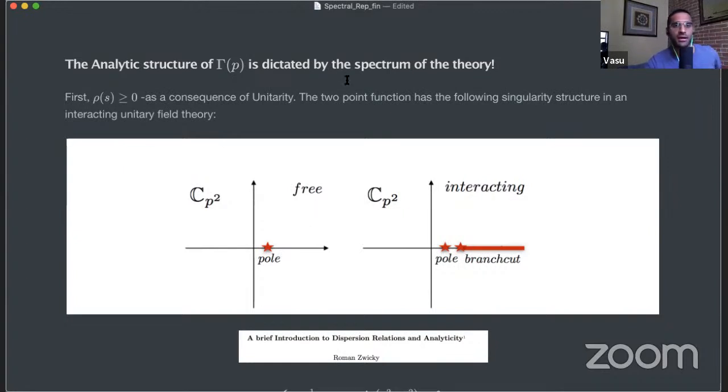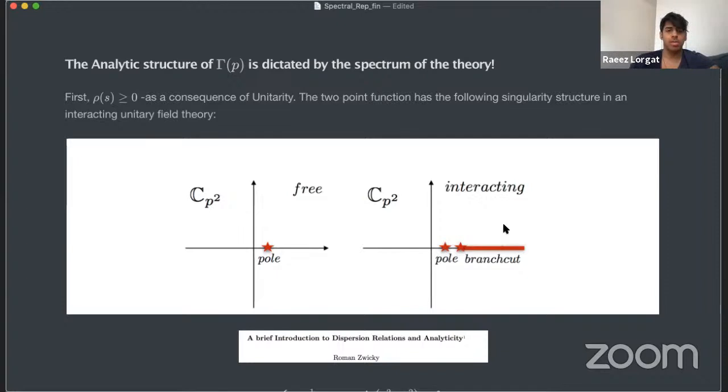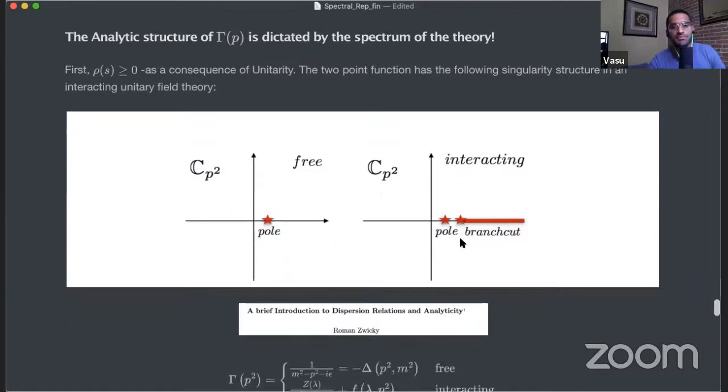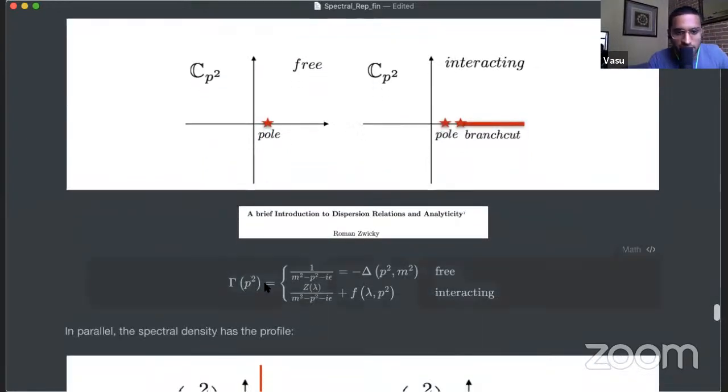So anyway, here's what the 2-point function singularity structure looks like if you have an interacting theory. If you have a free theory, there's just a pole at some value of p squared, minimal, p squared equals m squared. If it's interacting, then there's also a branch cut, starting at the threshold for particle production. So that's the structure that I'm writing down here.